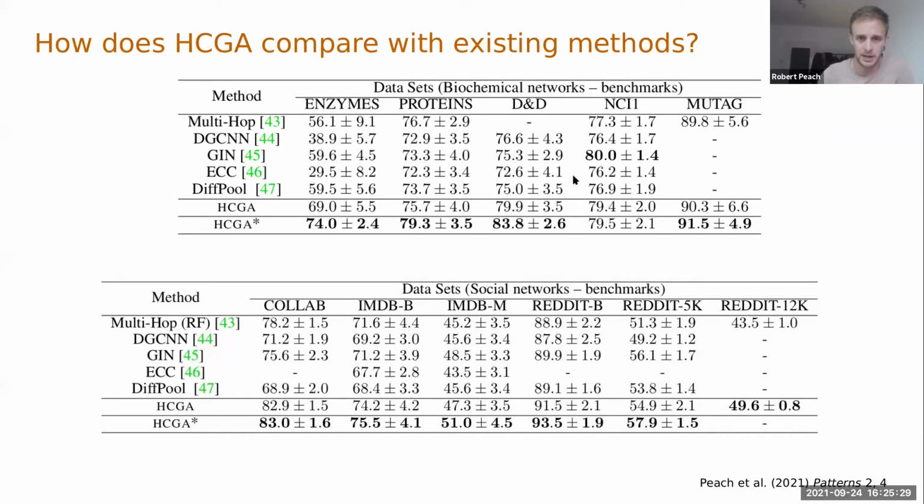There are a lot of biochemical network data sets. I won't go over these, they're not hugely interesting, but just act as benchmarks. Equally on social networks, we again generally beat the existing methods. These methods are the state-of-the-art deep learning methods, or at least they were when we first submitted about a year ago, and published about a year and a half ago.